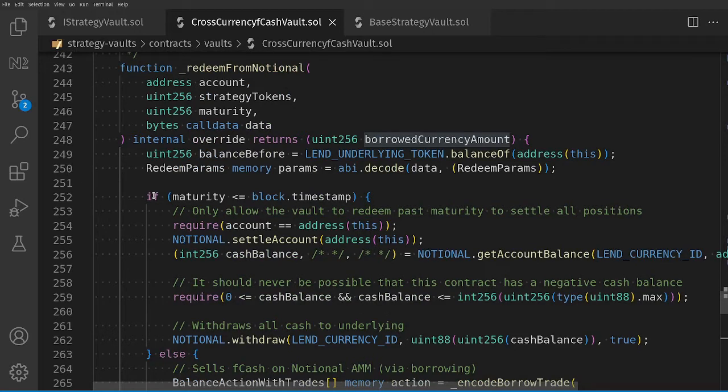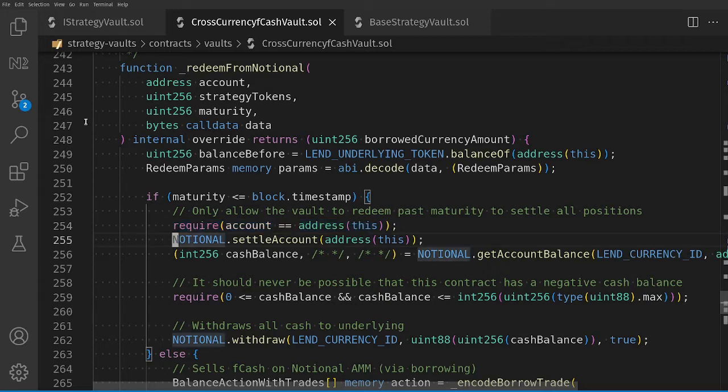So this path, once we're past maturity, can only take place by the vault calling redeem from notional, and we'll take a look at how that looks in a bit.